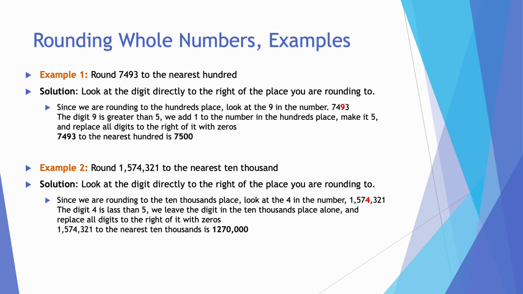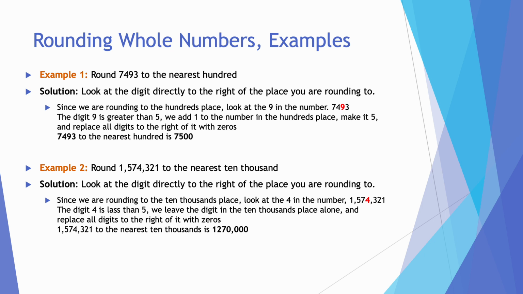Now let's look at some examples of rounding numbers. I want to round the number 7,493 to the nearest hundred. So let's look at the digit directly to the right of the place you are rounding to. Since we're rounding to the hundreds place where the 4 is, I want to look to the number to the right, which is the number 9 in the tens place. Since the digit 9 is greater than 5, we add 1 to the number in the hundreds place, making it 5, and replace all the digits to the right with zeros. So 7,493 rounded to the nearest hundred is 7,500.